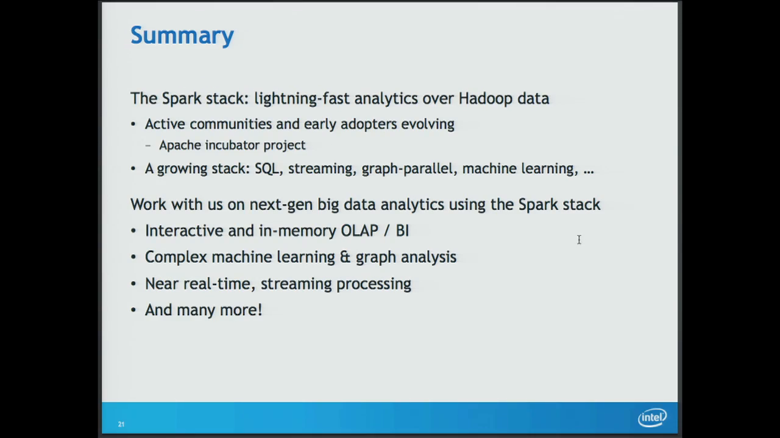It has a very active community and a lot of new components, new layers, new frameworks coming up, such as SQL, streaming, and graph, to name a few. And we at Intel are happy to collaborate with our users and the community to build those next generation analytics applications using the Spark stack. So that's all I have.